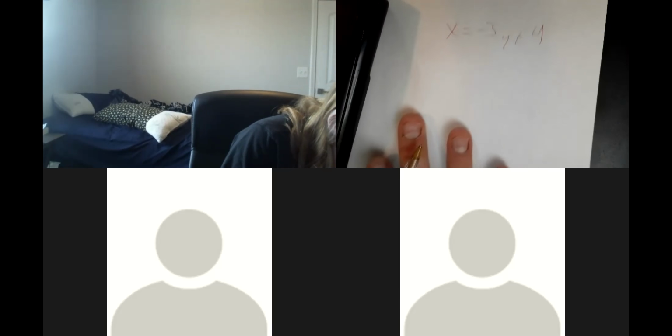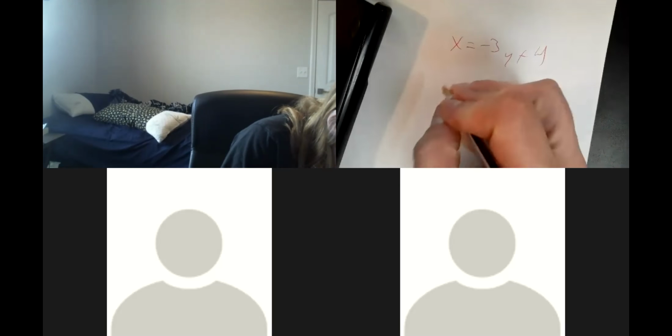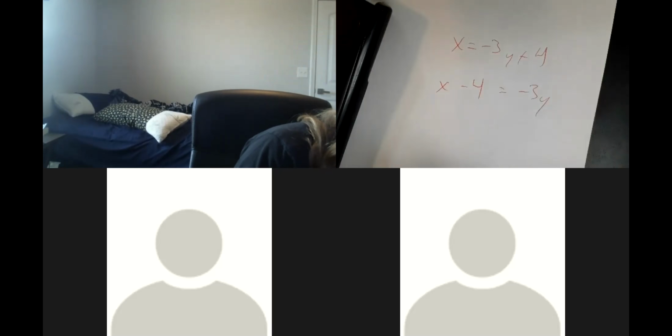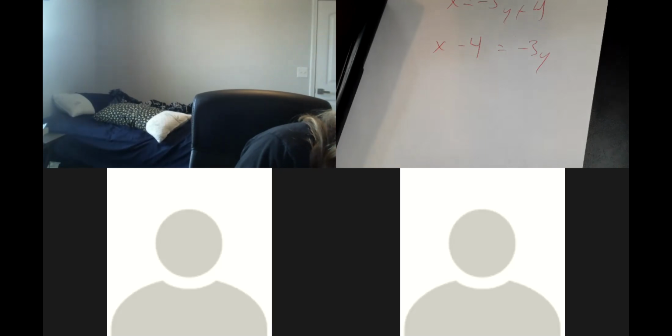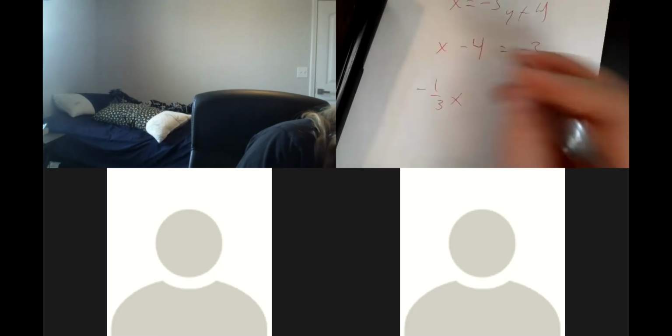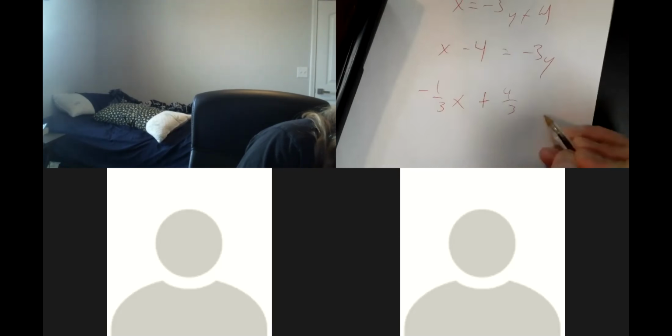So if you're solving this for y, is that what you're saying? X equals minus 3y plus 4. There's a few ways to do it. Subtract the 4 over. And he said divide by minus 3. So if we divide by minus 3 on each side, this would be minus 1/3 x, and this would become positive 4/3.